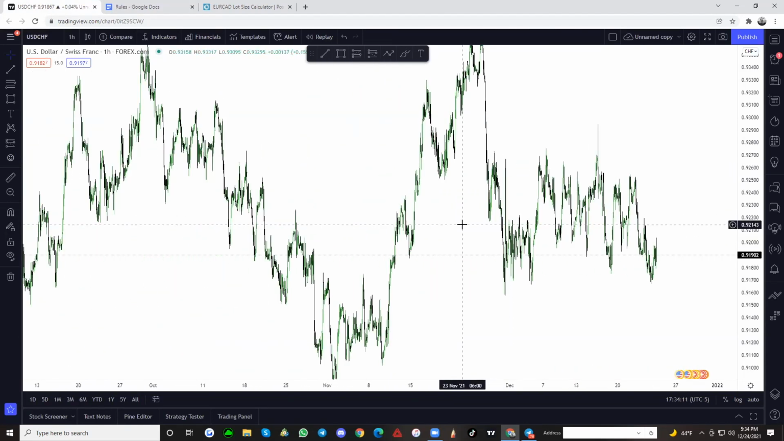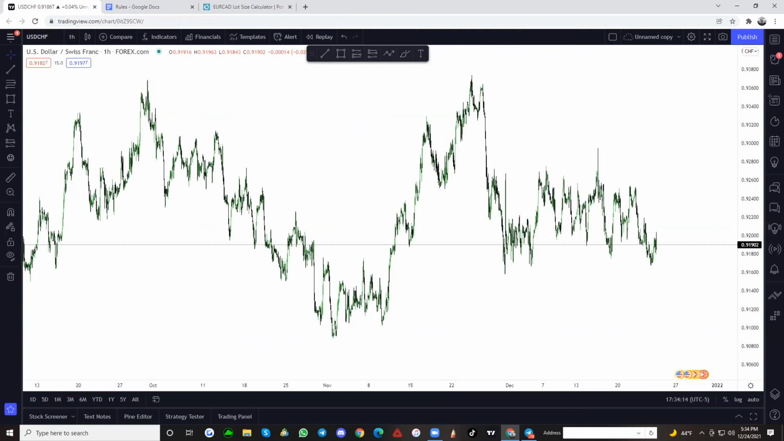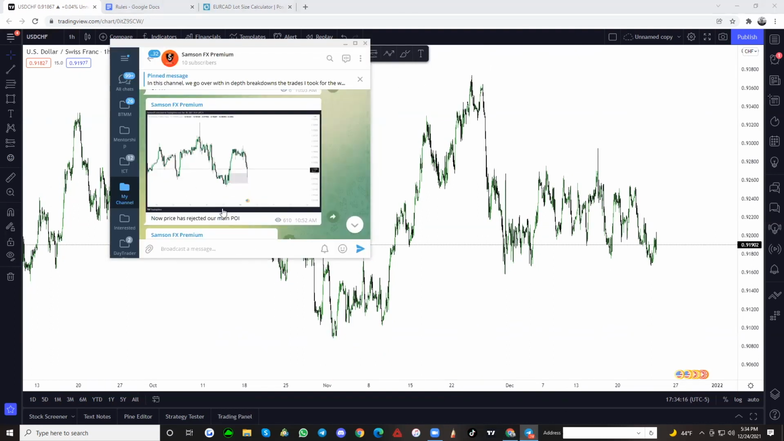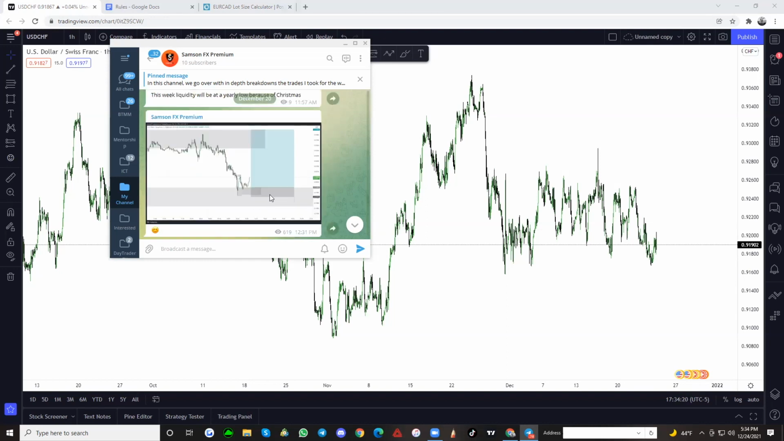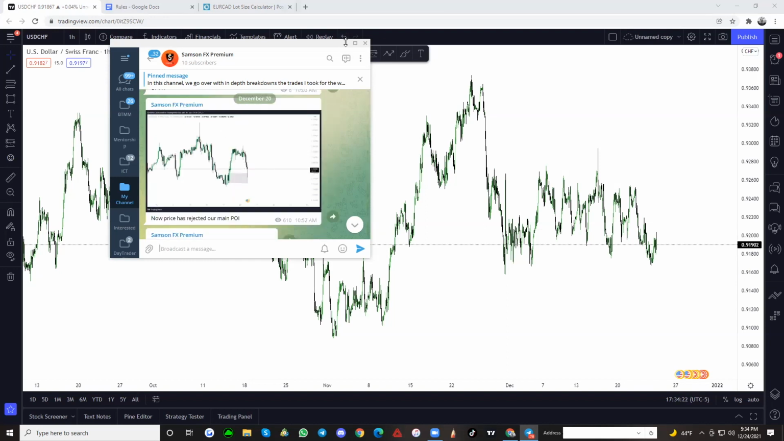This is actually a trade that I took this week. It was sent in my premium here. Here's the proof of this trade. I was in here, and then there's the actual proof on my MetaTrader 4. I just wanted to show that for proof.